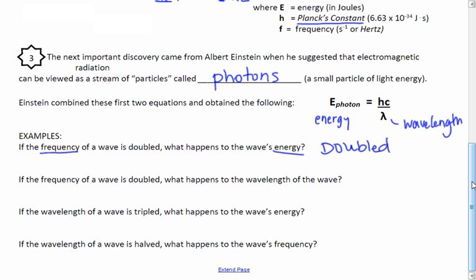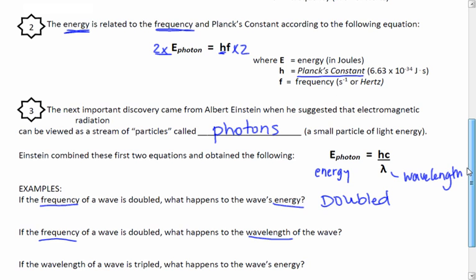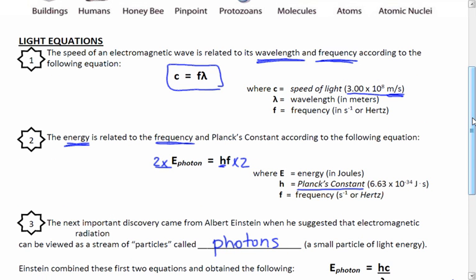Okay, for our next one, if the frequency of a wave is doubled, what happens to the wavelength? So which one has frequency and wavelength? The first one here. This time they're both on the same side. The speed of light is our constant value that cannot change. So if c has to stay the same, if I take frequency and multiply it times 2, what do I have to do to wavelength to counteract that? Divide it by 2, or half, right?